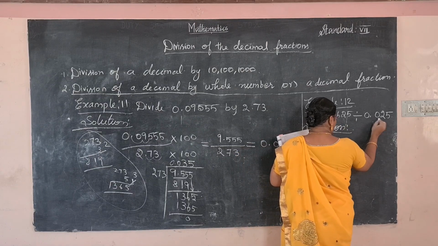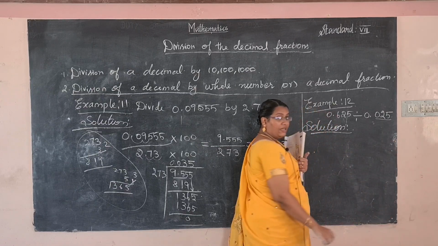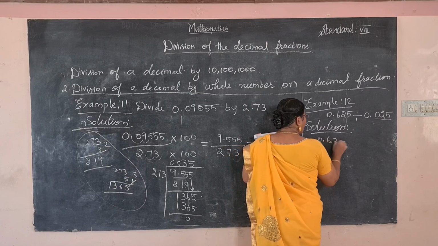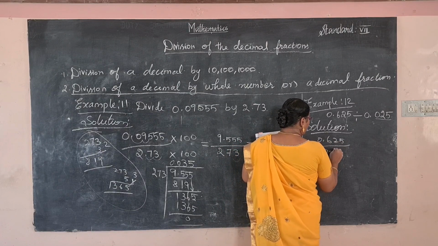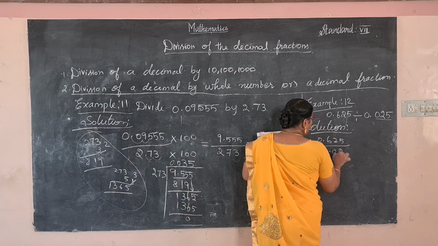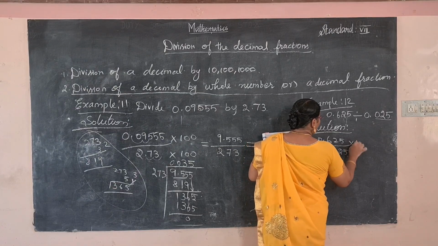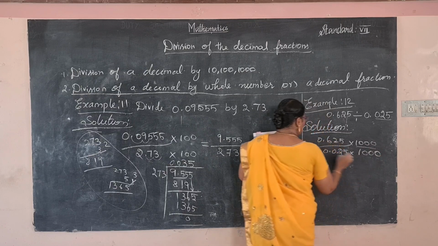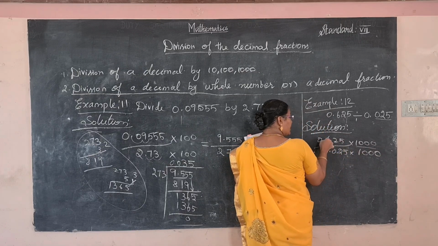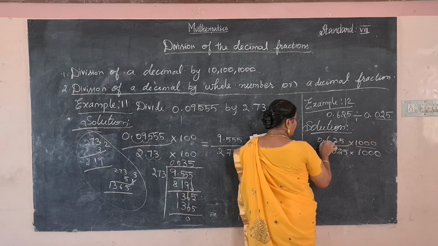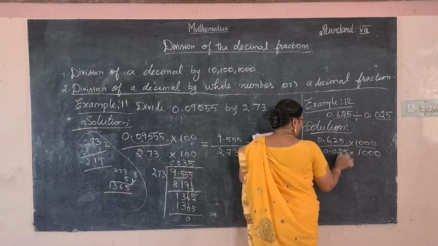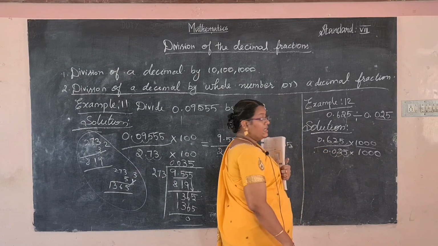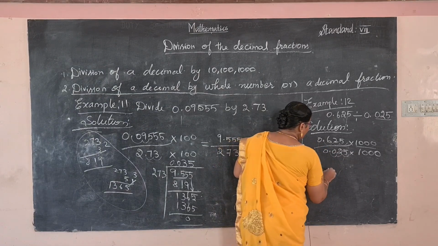The decimal places in the divisor is 3. So the numerator and denominator are multiplied by 1000. Okay, so multiplying, the decimal point moves to the right side. 1 2 3. Okay, here also it is shifted to the right side. Okay, so what is the value?